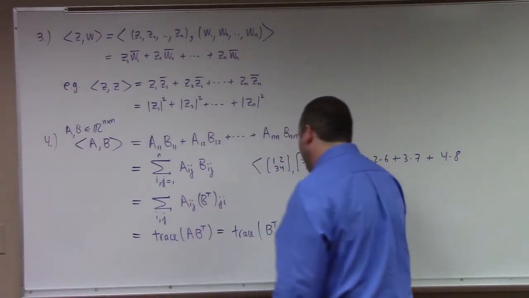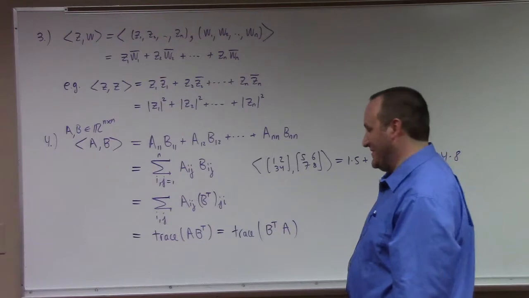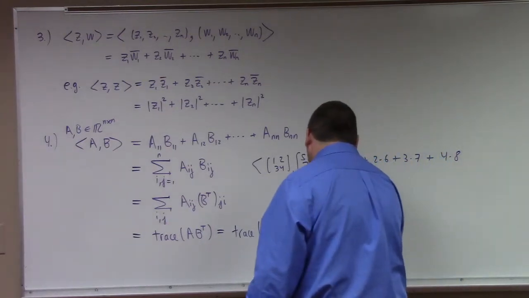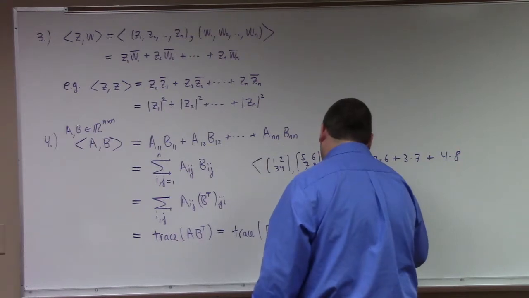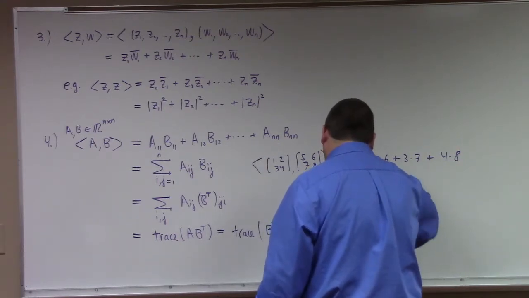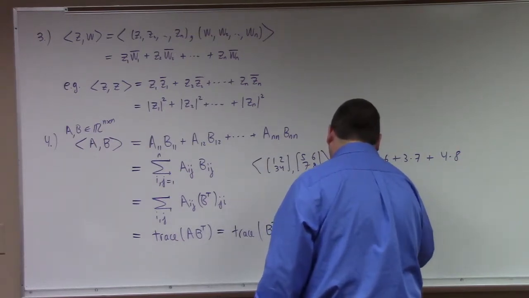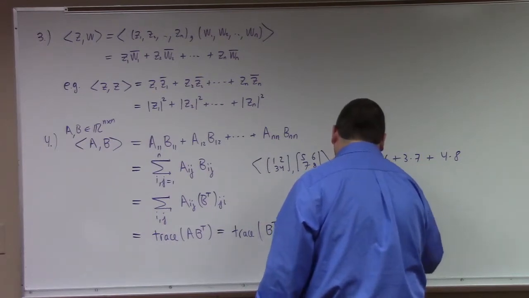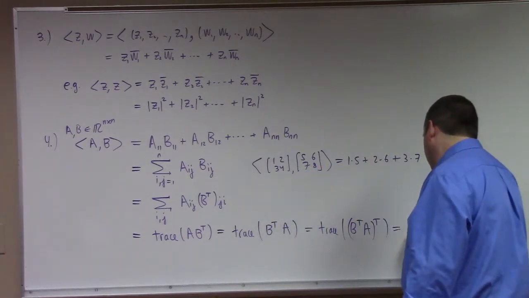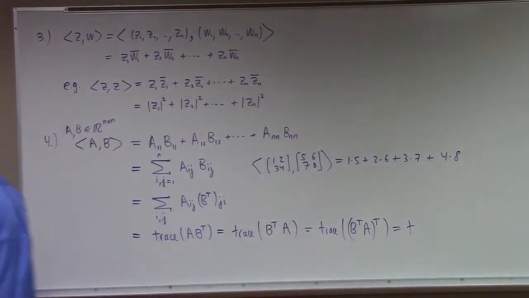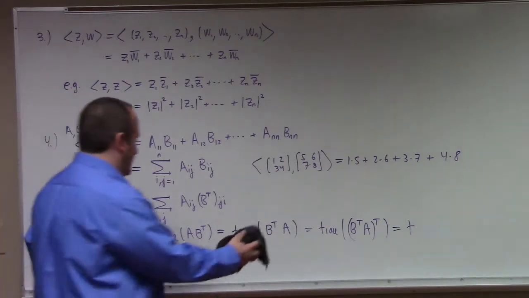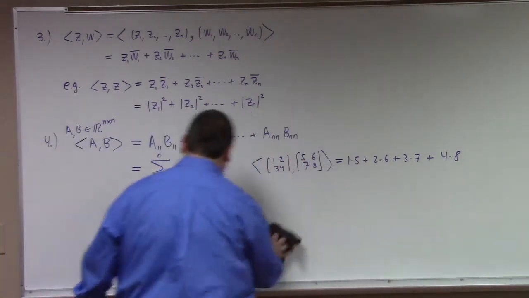I mean, this might be dumb. I might just go back to where I started. I'm not sure. But this should also be equal to the trace of B transpose A transpose, right? Which would be what? Oh, no. I'm sorry. Let's start this again. Let's not do what I did.